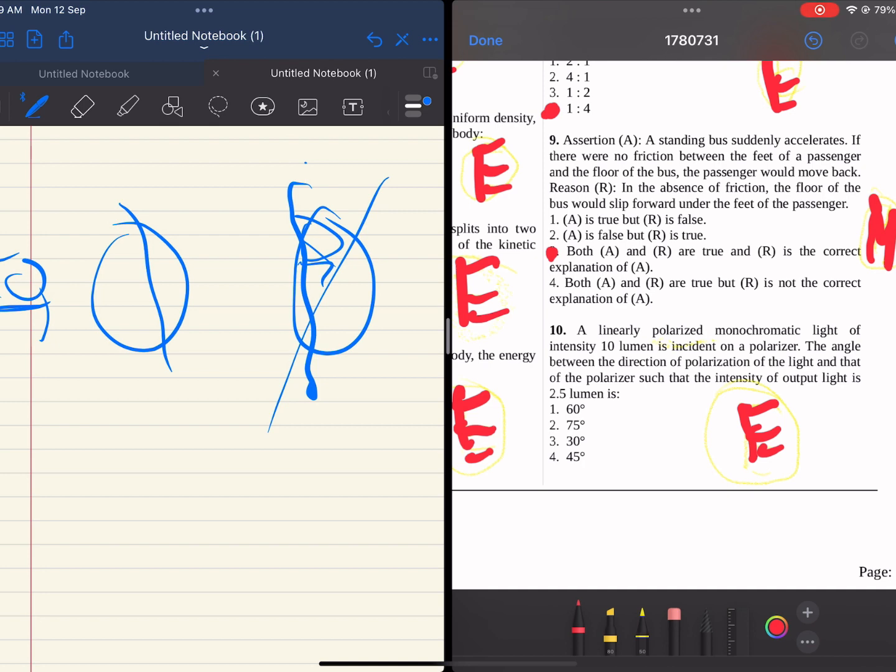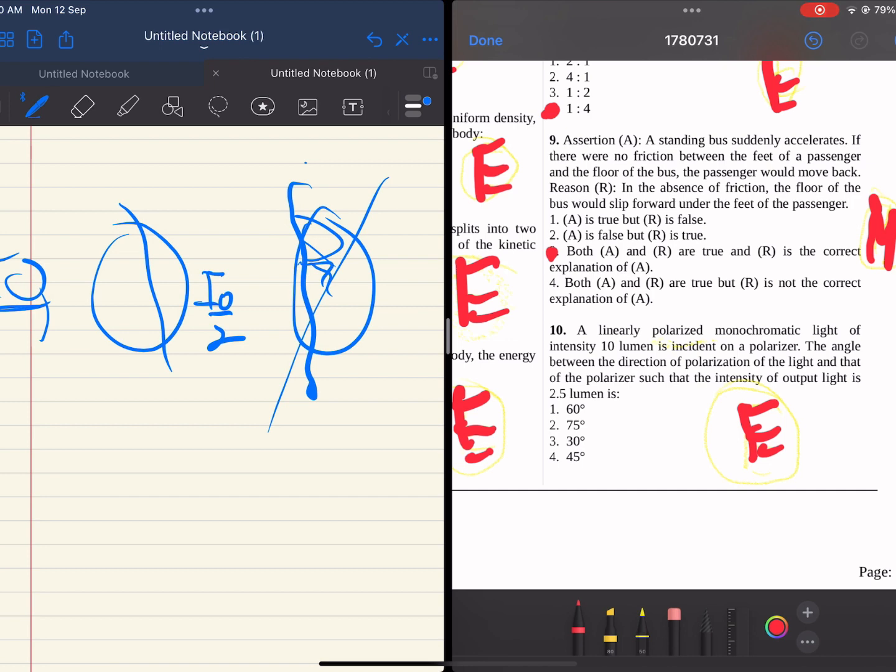Let's assume that I0 by 2 light intensity comes out of the first polarizer. Then the second polarizer makes an angle theta. According to Malus's law, we will get the final intensity at the analyzer, which we call the second polarizer, as I0 by 2 cos square theta. But here the light is already polarized and it's landing on a polarizer. So for the 10th one, we can directly solve it.